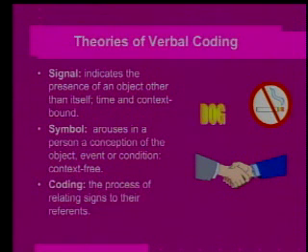Okay, coding is the process of relating signs to their reference. A signal indicates the presence of an object other than itself. It's time and context bound. A symbol arouses in a person a conception of the object, event, or condition, and it's context free. Okay, so the signal is actually in a context. A symbol is not. And we don't have to worry about that a lot, but the line gets kind of thin sometimes between those.